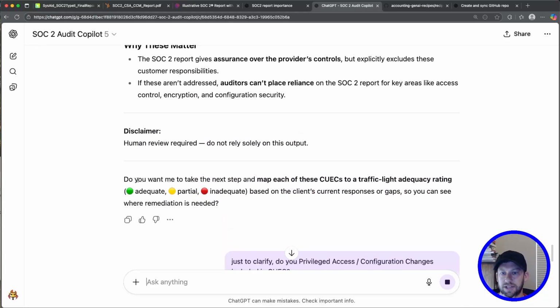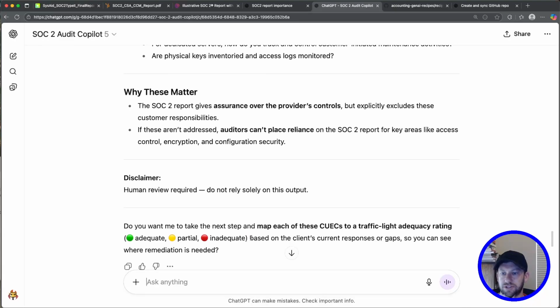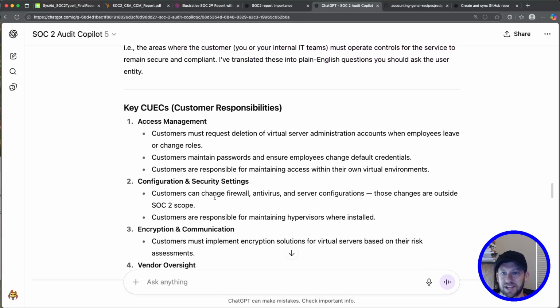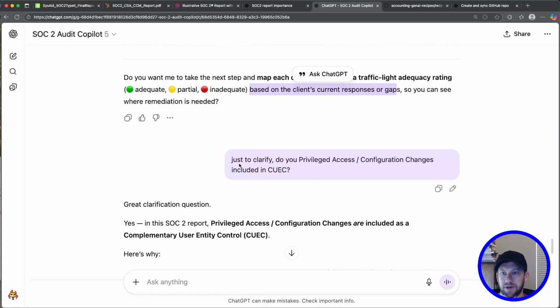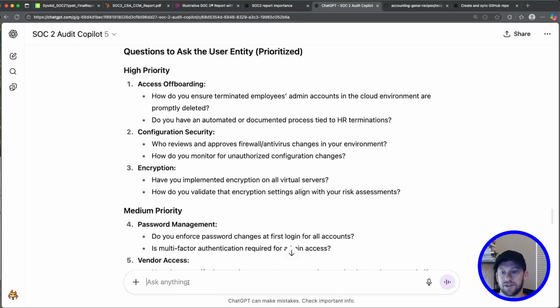So what this says is we're going to make up some client responses and see how it assesses those in a red, yellow, green. I really like that idea. We might want to change the custom GPT's instructions to do that on a consistent basis. So let's say here are answers.